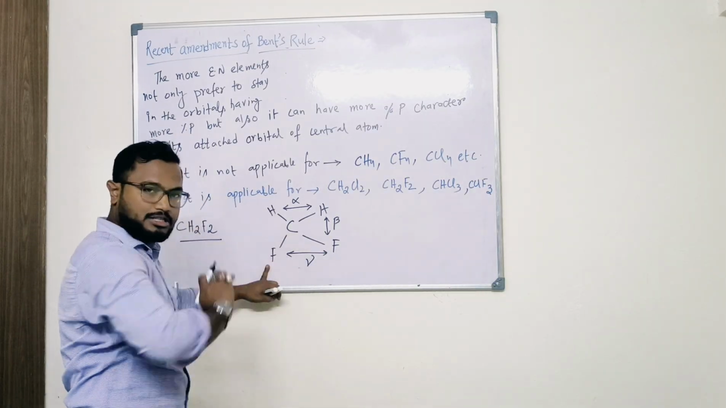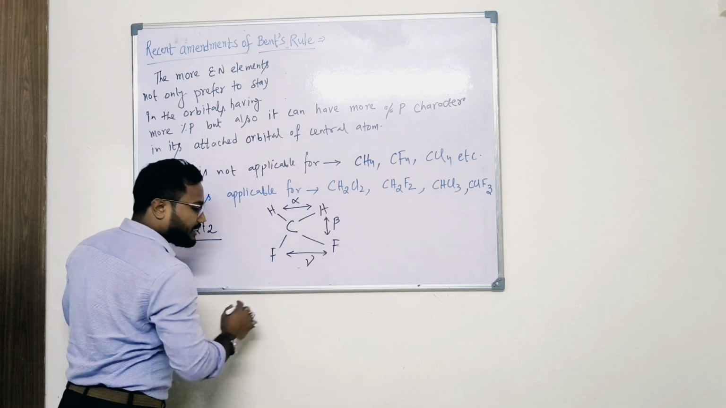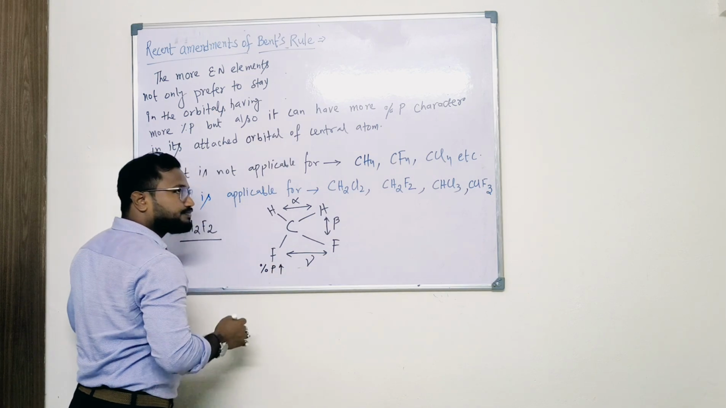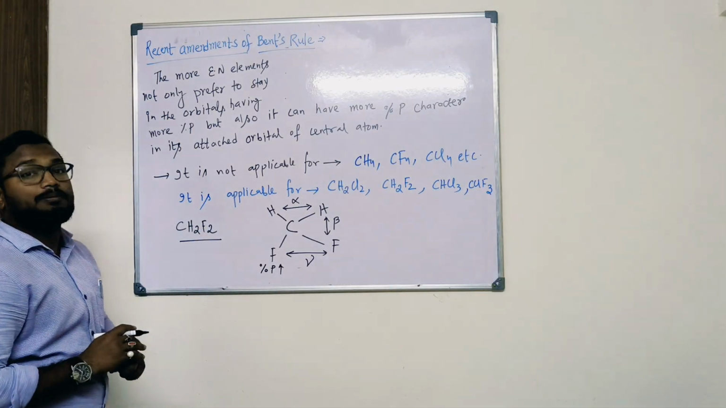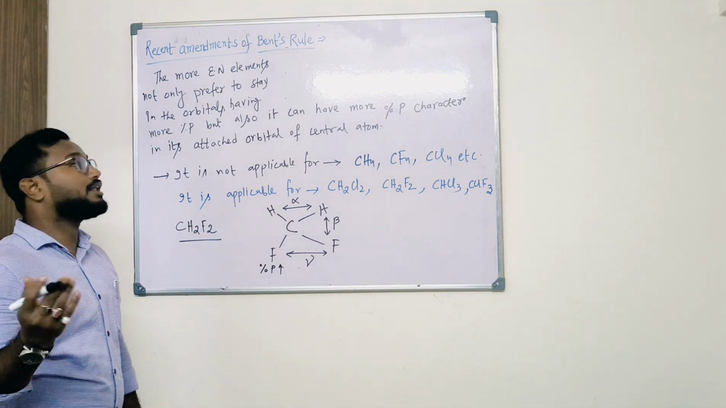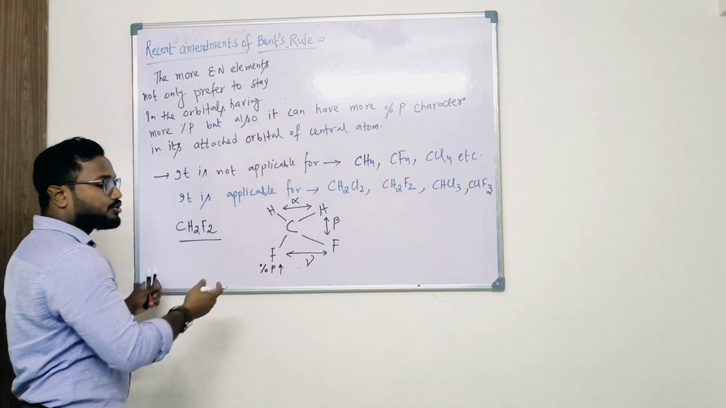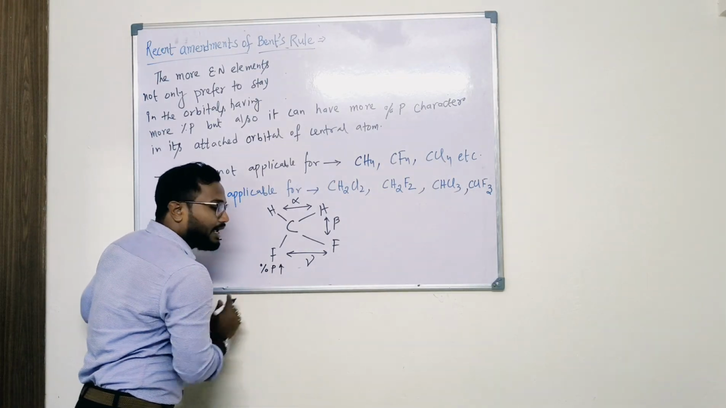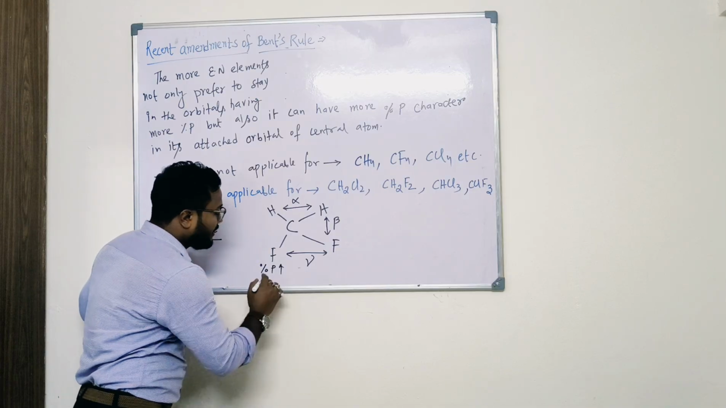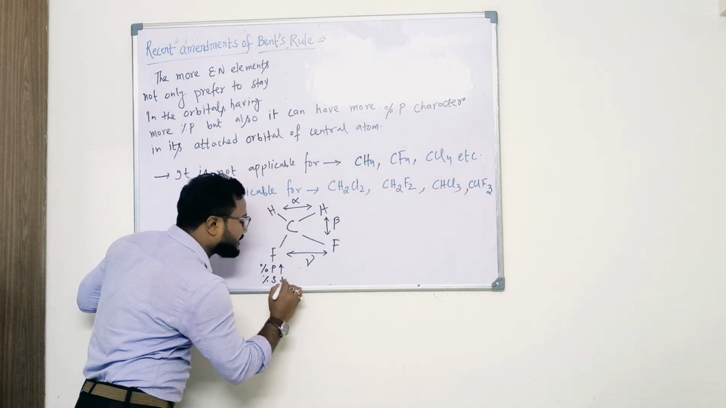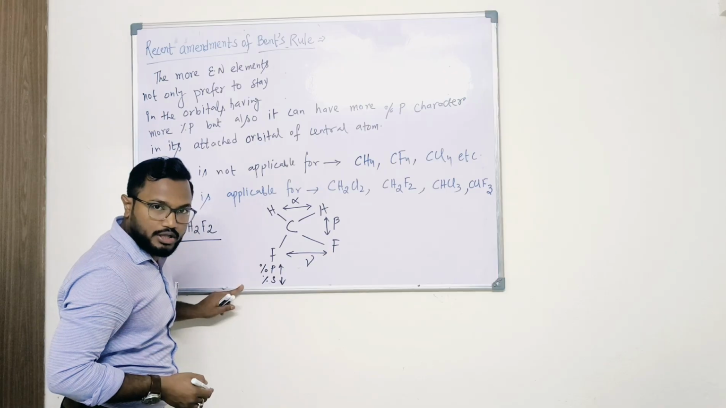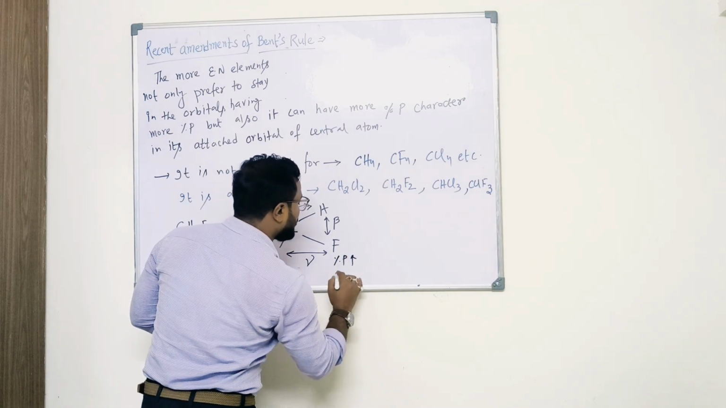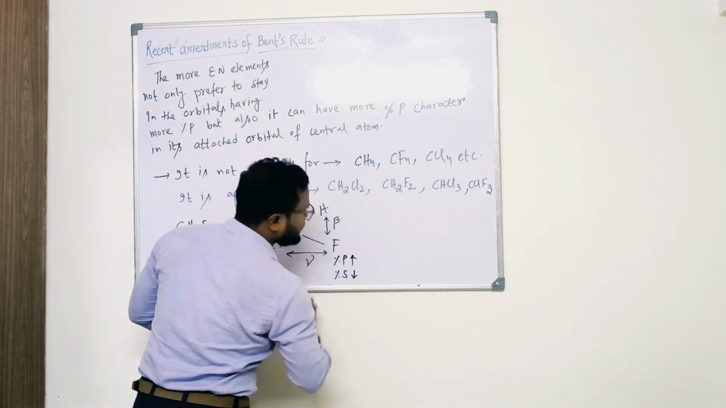Among all these elements present, in this case we can say fluorine has more percent P character. What is the concept? Percent P character will be more in any element having more electronegativity. So it has more percent P. As fluorine has more percent P, as a result it has less percent S. If this rule is applicable for this fluorine, for this fluorine also percent P is more and percent S is less.